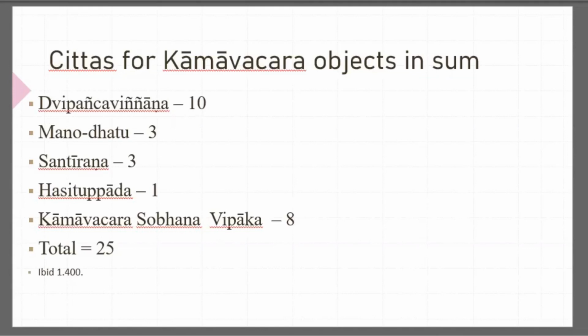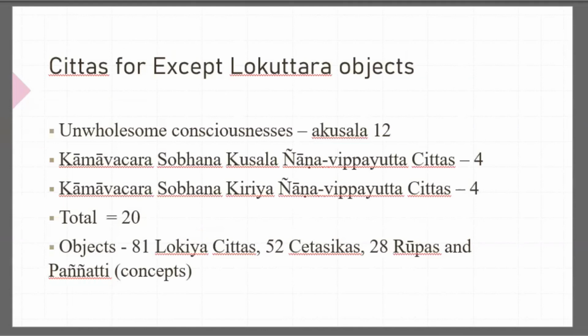Now let's move into the next group. Cittas for except Lokuttara objects. You know, Lokuttara is the most important object. What does Lokuttara mean? Lokuttara means Nibbana and Maggaphala. Akusala cannot take Lokuttara objects.